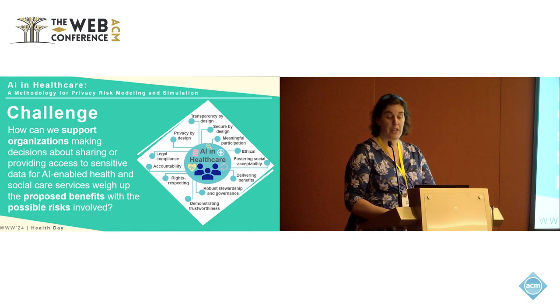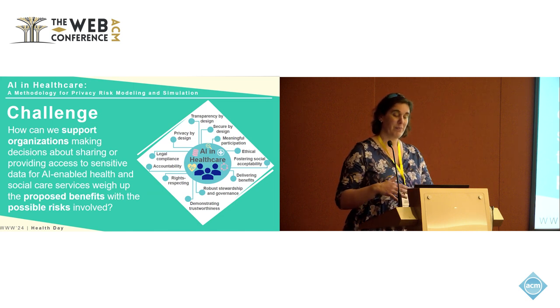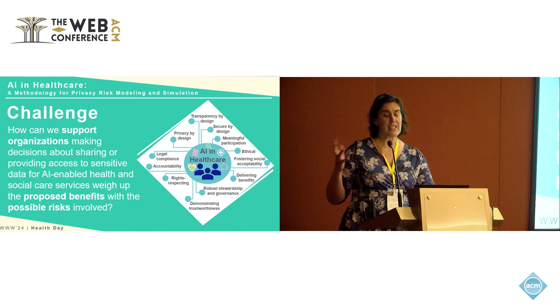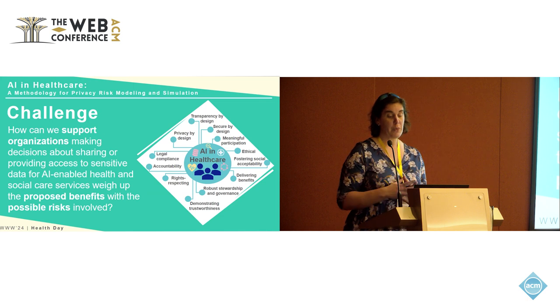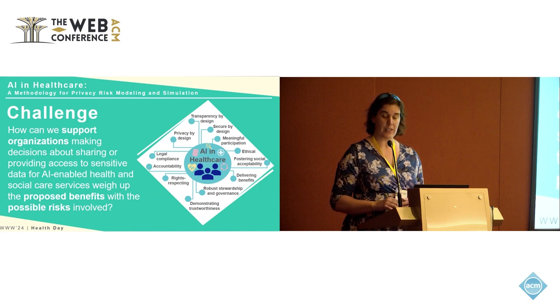We know the growing application of AI in health and social care presents risks to individuals, communities, and groups of people and the wider society, particularly within exposing personal information. So against this backdrop, a key issue is how can we support organizations making decisions about sharing or providing access to sensitive data for AI-enabled health and social care services?